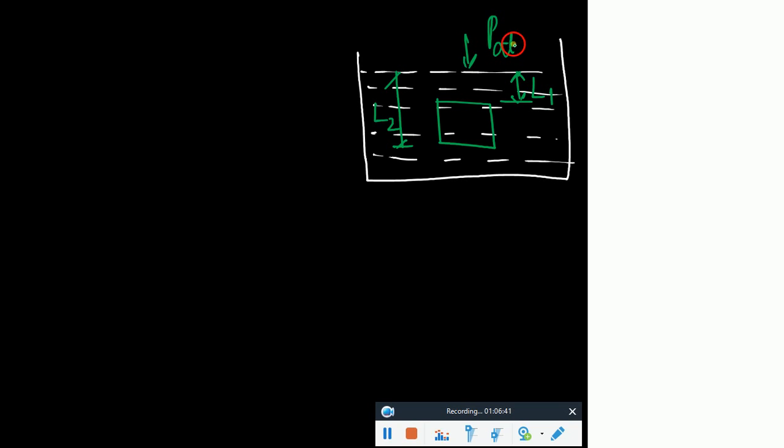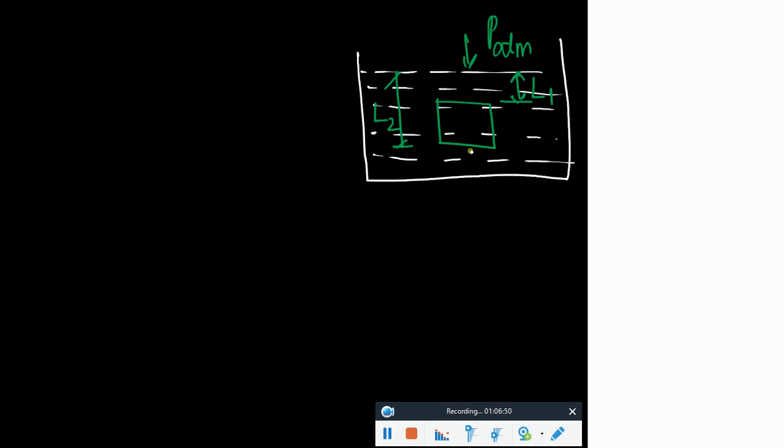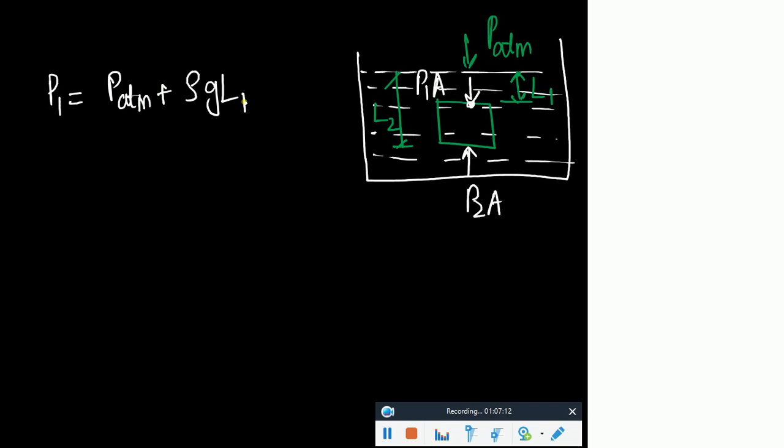Obviously at this side you would have pressure atmosphere. So on this side, force would be equal to P1 into area. What would be P1 at this point? P atmosphere plus rho g L1, right? And what would that rho be? Rho of the fluid. Similarly, P2 would be equal to P atmosphere plus rho g L2, right?